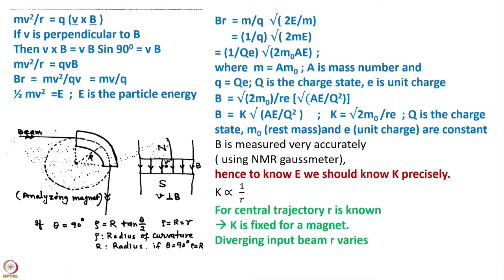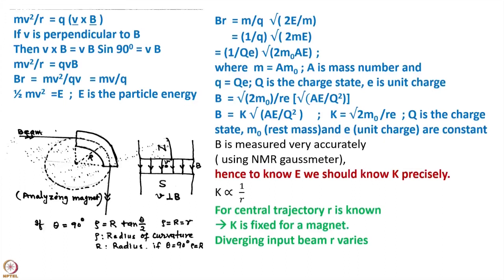When a well-defined beam enters the magnet, it will experience the Lorentz force and follow a circular path, given as mv²/r = q v × B, where v is the velocity and B is the magnetic field in which this particle is moving. If v is perpendicular to the magnetic field, that means the field is like this and the particle is moving this way, then we can write v × B equal to vB sin 90 degrees, which is equal to vB.